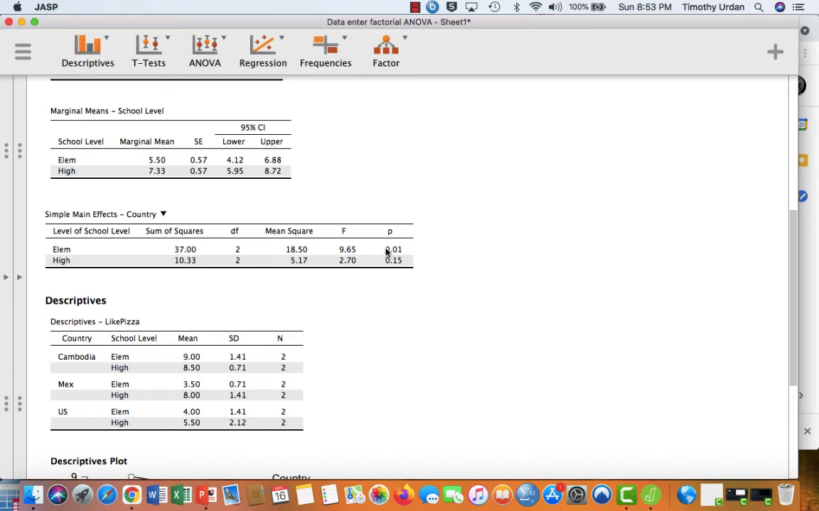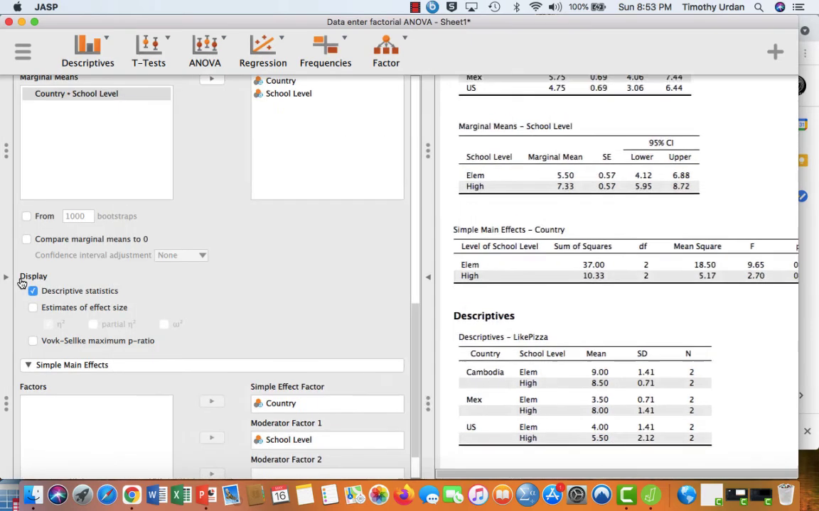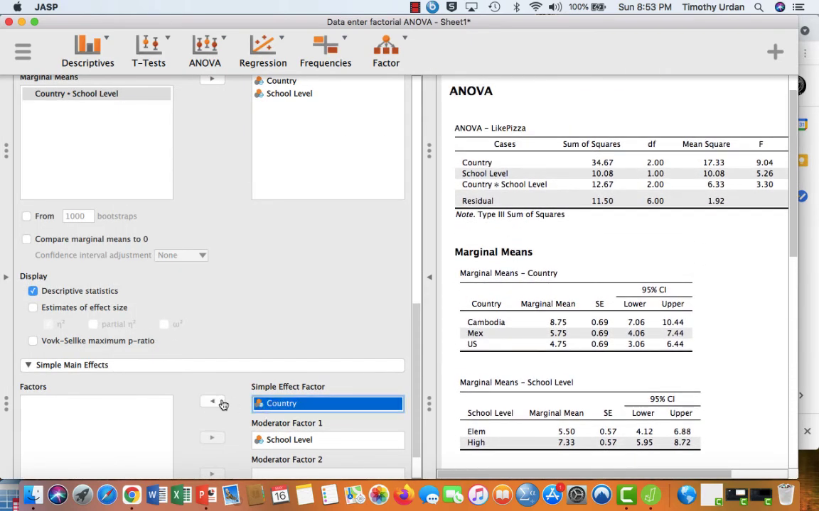You can see it's statistically significant. For high school kids, do the high school kids differ depending on which country they live in? Not significant. So that is how you can look at differences between the countries within each grade level. And if we switch this around, it would look like this.